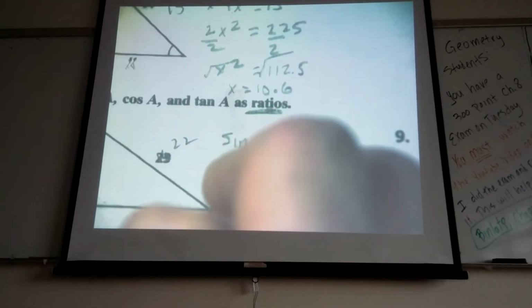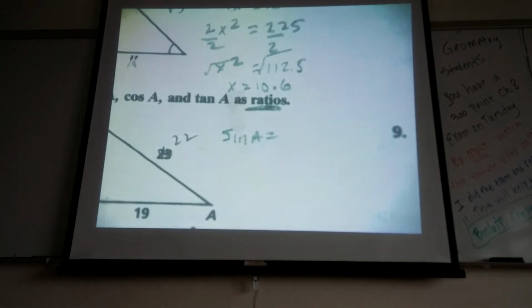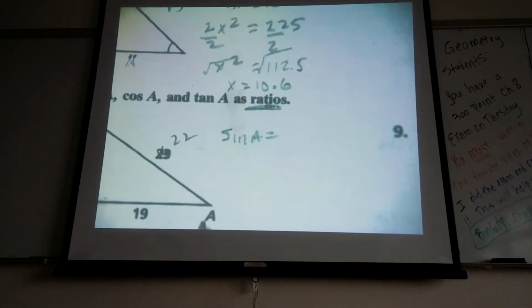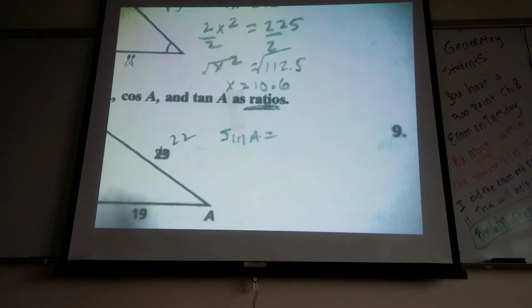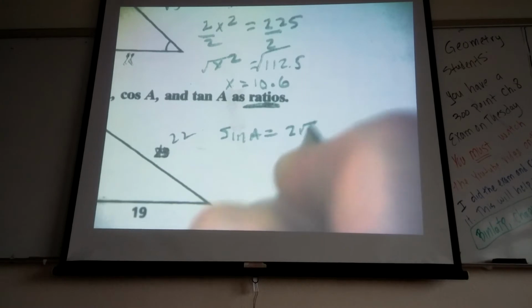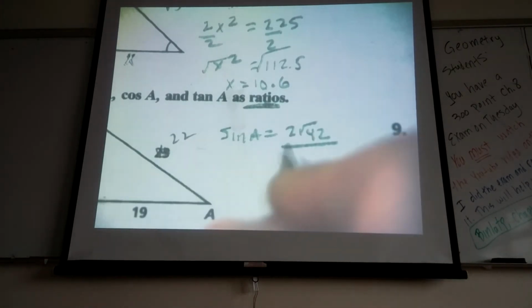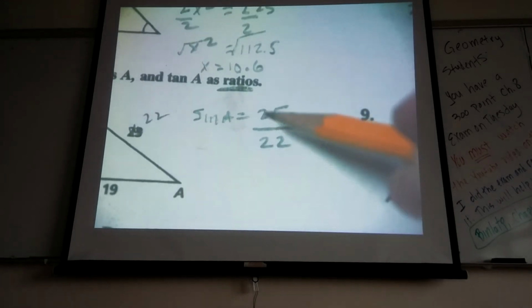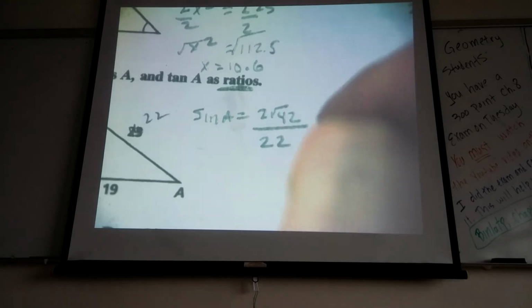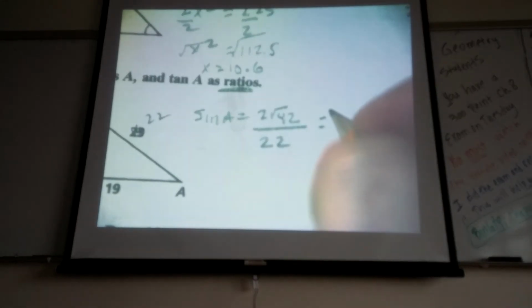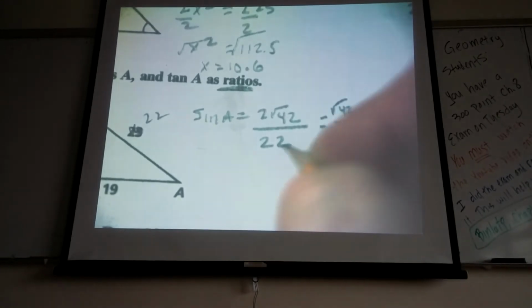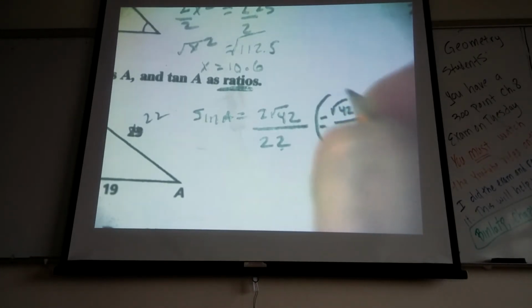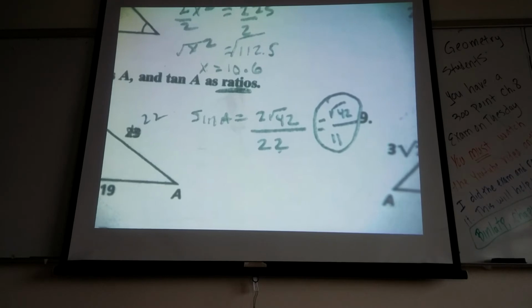In ratios, so the sine of A, and look on my board. On the left side of the board, I have my trig ratios. And it says sine of A is opposite, which is this, over hypotenuse, which is this. Now, the only thing you have to remember here is to simplify. So go ahead and take out half from both of these. If you divide this by 2, you're going to get square root of 42. And you divide this by 2, you're going to get square root of 11. That is the simplified ratio.